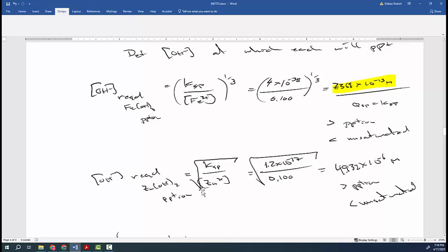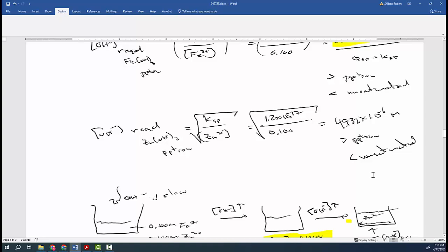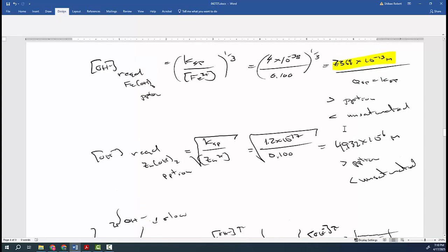For zinc, rearranging the KSP equation, the hydroxide requirement is 4.932 times 10 to the minus 6. So for zinc to precipitate, we need a heck of a lot more hydroxide. Rather than 10 to the minus 13 molar, we need 10 to the minus 6 molar, quite a bit more. If the hydroxide is greater than this amount, we get precipitation. If it's less, it's unsaturated. And so we need to stop when the hydroxide hits this amount. That is, we want to exceed the amount for iron. That means iron precipitates, but we want to stop once the zinc becomes saturated and not go beyond that.